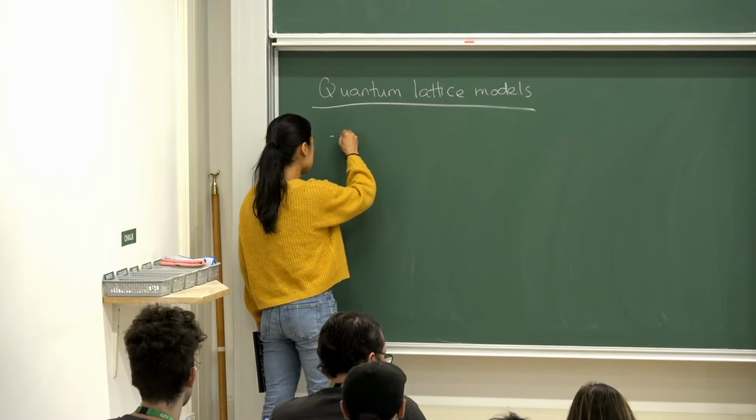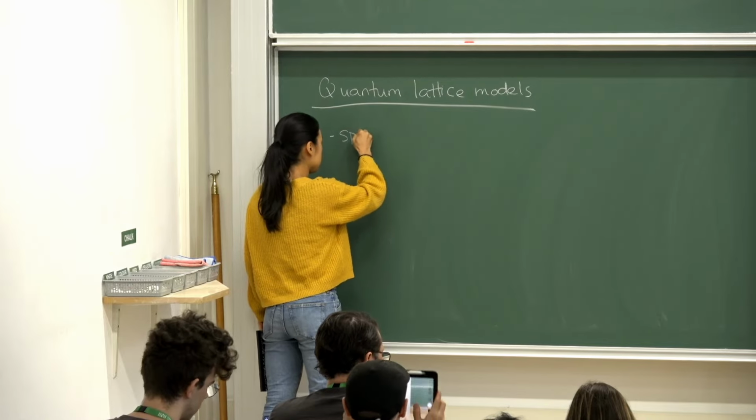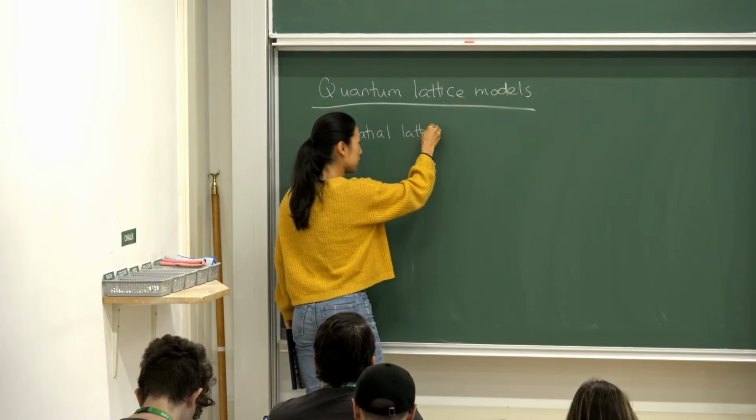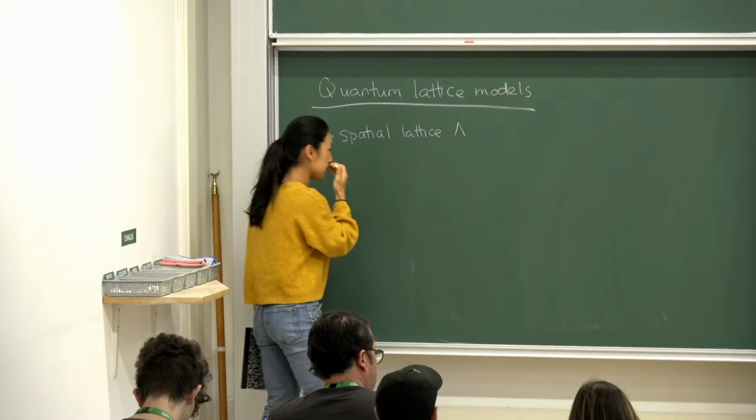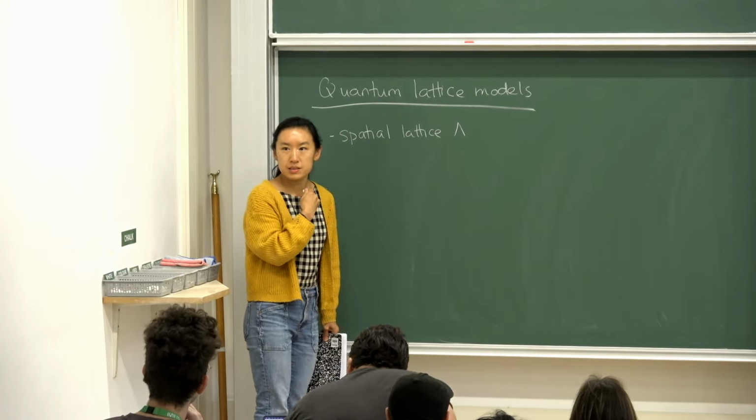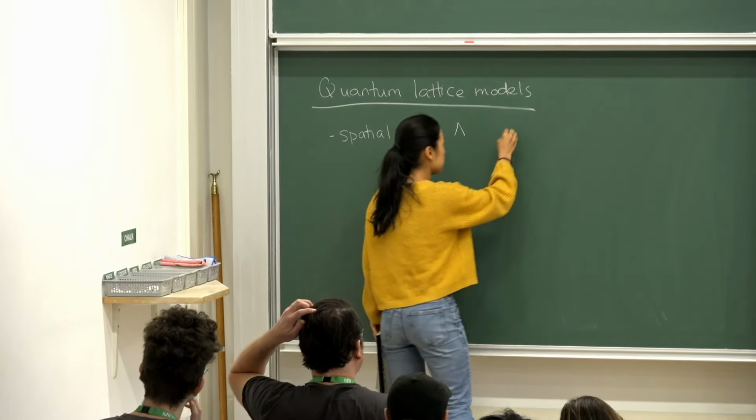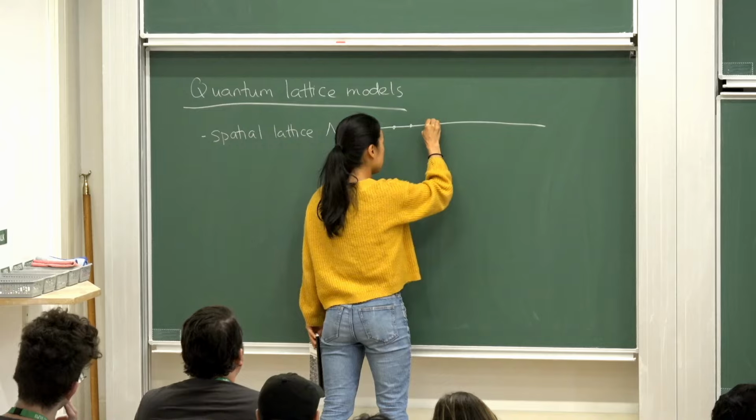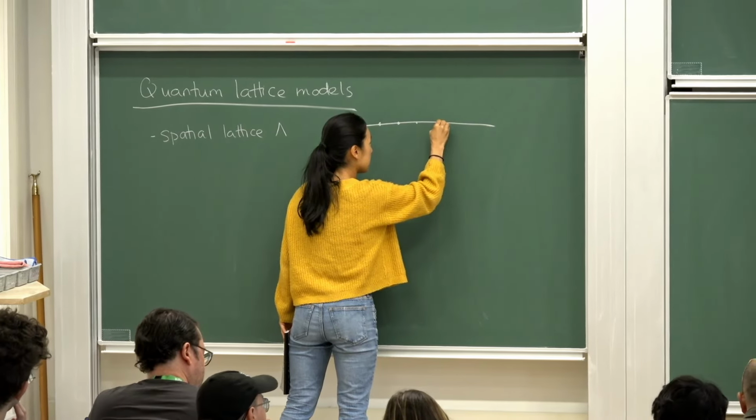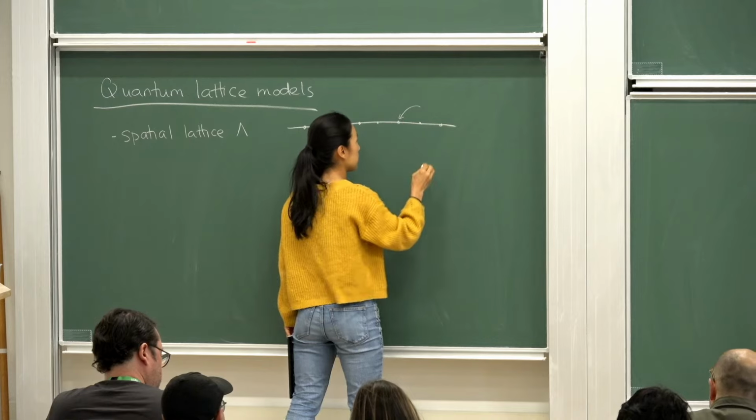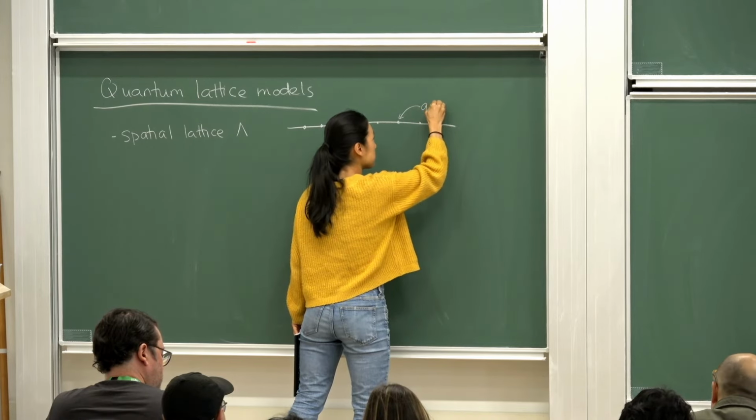What that is has some inputs. The first input is a spatial lattice Lambda. This is kind of a cellulation of your spatial manifold. And so in 1D, for example, you just consider a bunch of points on a line. And each of these points hosts a degree of freedom. So it might host a qubit.